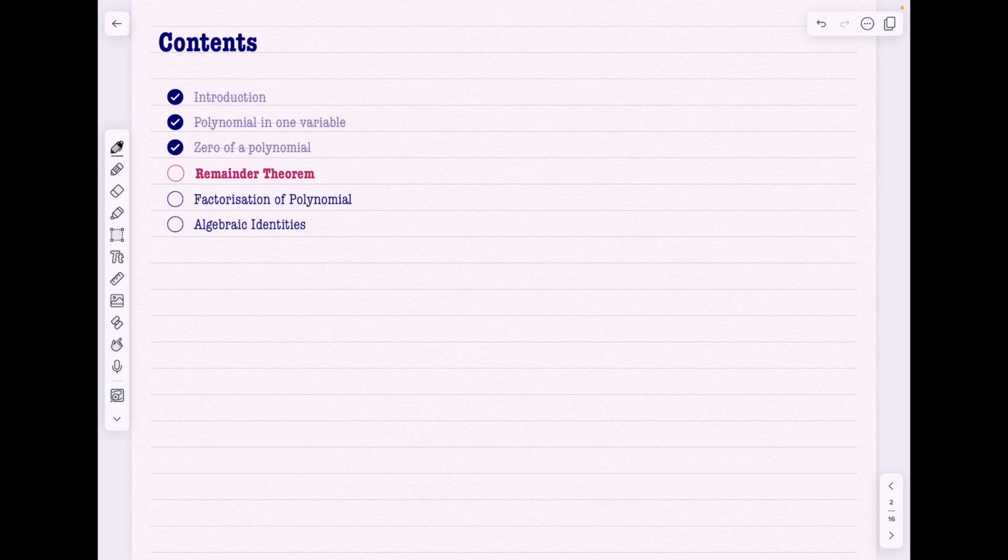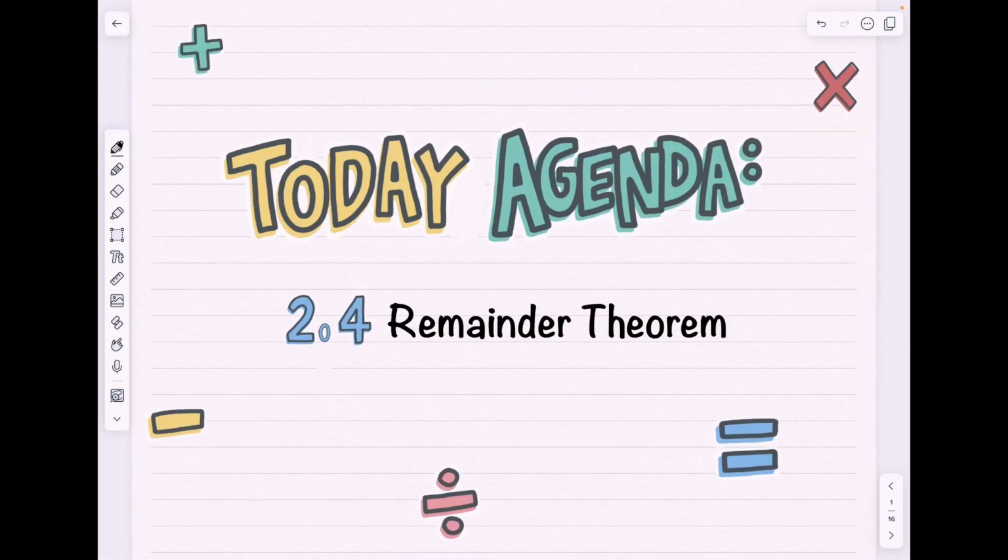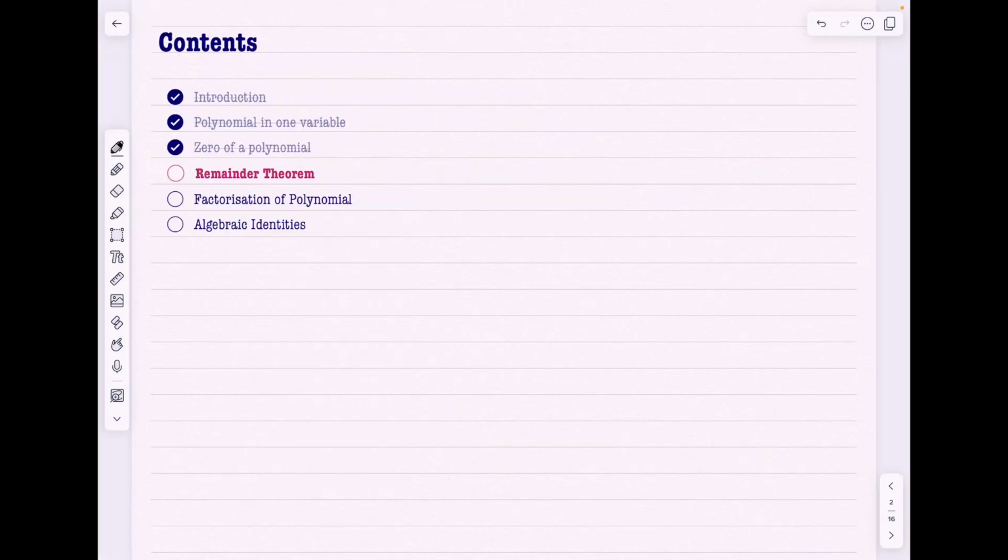So we have learnt about three things in polynomials: the introduction, polynomial in one variable, and how to find the zero of a polynomial and what the zero of a polynomial actually is. Today we are going to learn about the remainder theorem. These three things we have learned.